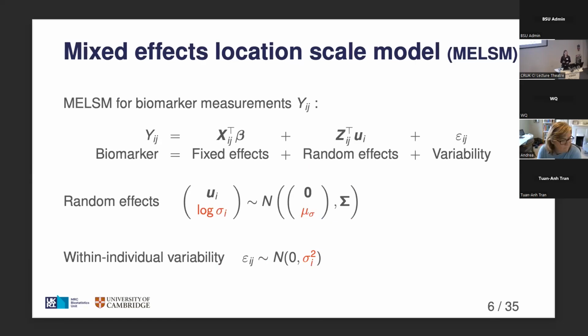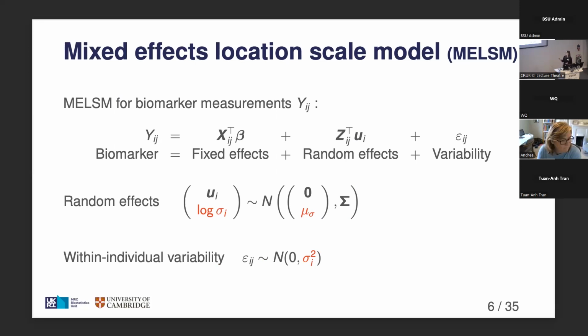So this model can be extended to a mixed effects location scale model. The mean trajectory is exactly the same as we had before. We have a fixed effects term and a random effects term. But the epsilon I'm now interpreting as true variability around the mean trajectory, and I'm considering the case where that variability may be different for different individuals in the data set.